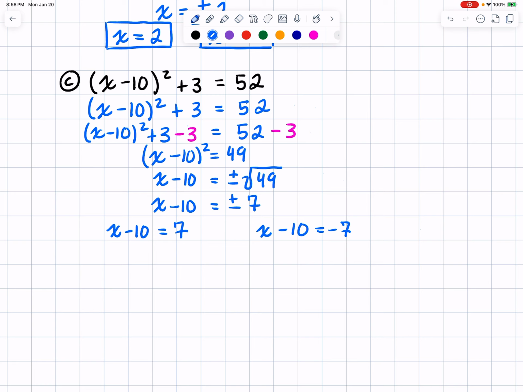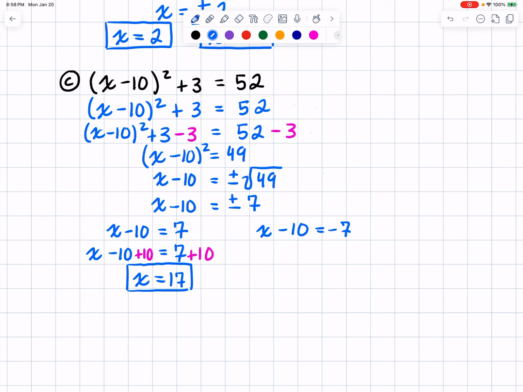On the left-hand side, I'm just going to add 10 to both sides. So I get x minus 10 plus 10 equals 7 plus 10. On that left-hand side, I get x, and on the right-hand side, 7 plus 10 is 17. So our first answer is x equals 17.